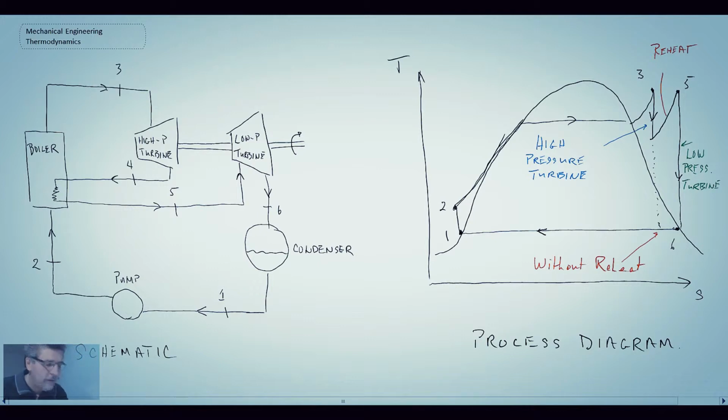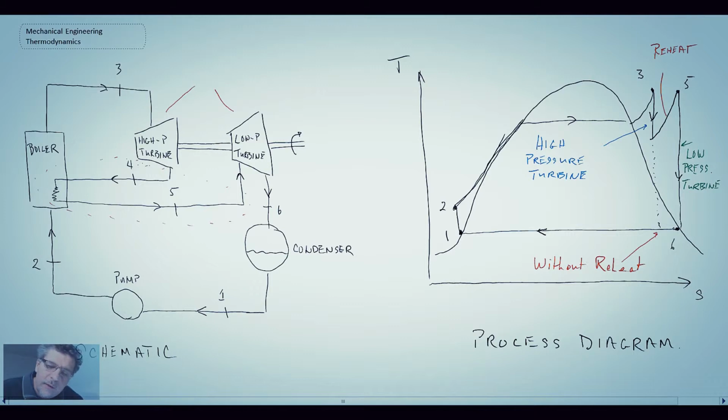So what we have here is the process schematic as well as the process diagram for the Rankine cycle with reheat. And we can see in comparison to the standard Rankine, we have a few changes. One of them is we now have both a high pressure and a low pressure turbine. We didn't have that before. And the other thing is after going through our high pressure turbine, we send the fluid through the reheat cycle. So in terms of the schematic, those are the changes.